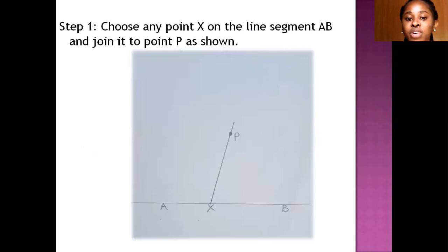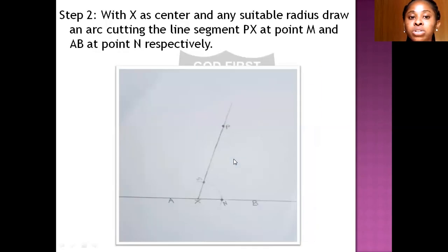Step one: on our screen, you can see the line segment AB and the point P outside the line segment AB. Draw the line segment AB and choose any point on the line segment AB. Name it X. You can see X on our screen. Join X to P using a ruler, and name it line PX. These are the line segment AB, the chosen point X, joined to point P. This is it, so go to step two.